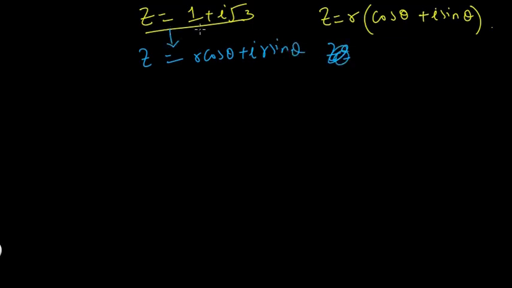Now if I compare these two equations, what I get is 1 is equal to r cos theta, and r sin theta is equal to root 3, right? So I get this. Got it?